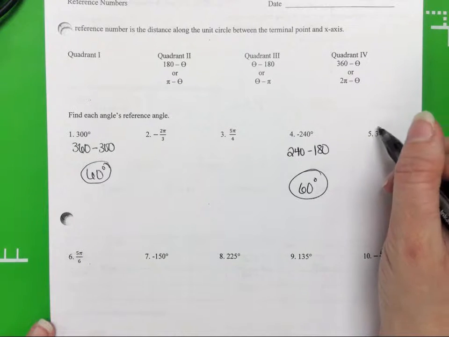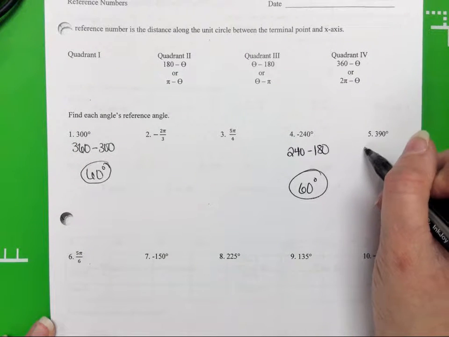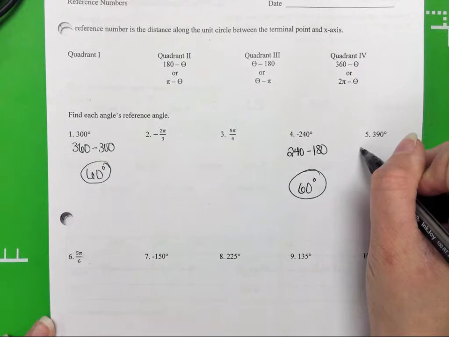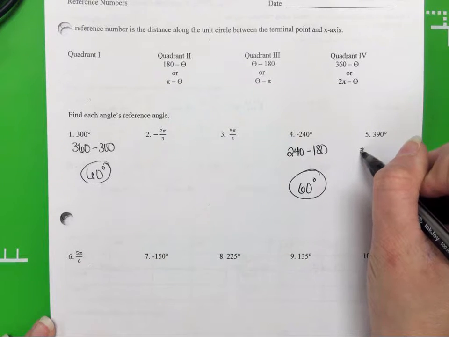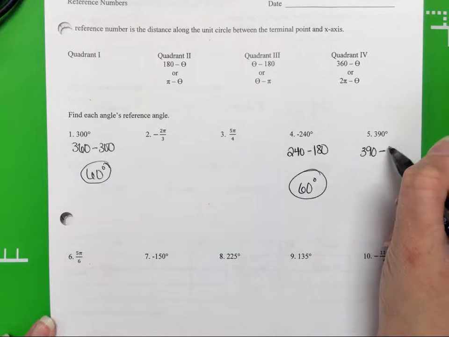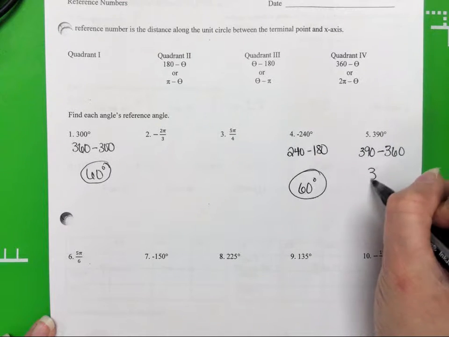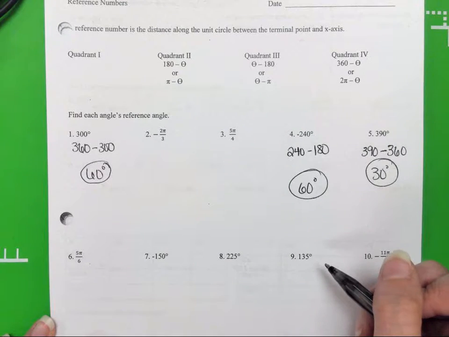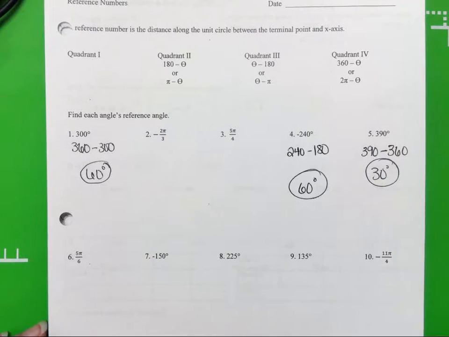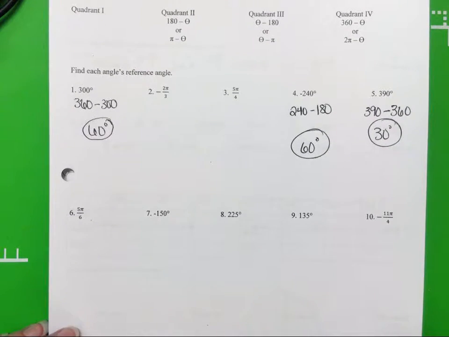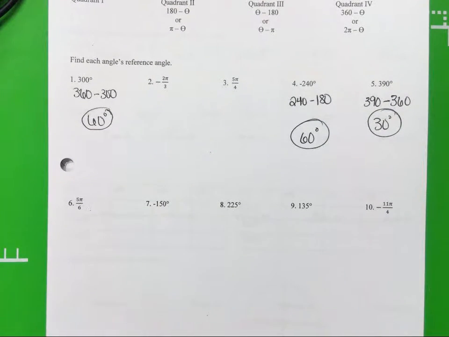390. Which one's it closest to on the x-axis? There's only 2 of them. Yeah, 360. There you go. Do you notice how I'm always doing it so it's positive? I always subtract them so it's positive. And that would give you 30 degrees. Okay, so you try 7, 8, and 9. See what you can do on 7, 8, 9. We're going to do degrees first, and we're going to go back and do the radians.